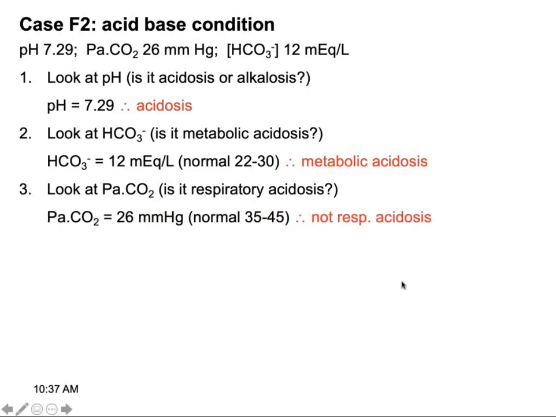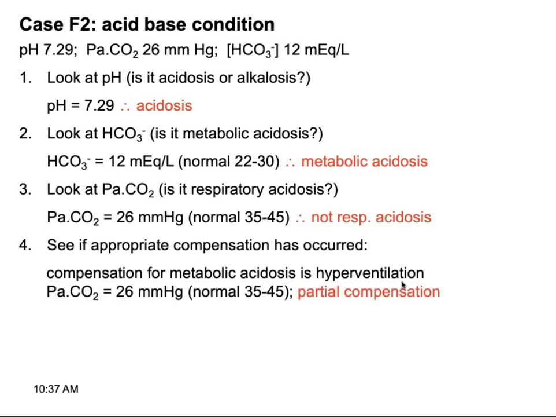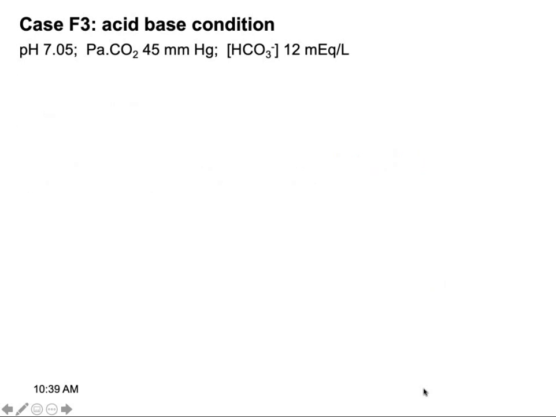So the partial pressure of CO2 here is 26. The range was 35 to 45. It is not respiratory acidosis. And why? Perhaps because the compensation for metabolic acidosis is hyperventilation, right? So you can see the PaCO2 is 26. So we can say that partial compensation has been happening in this condition.